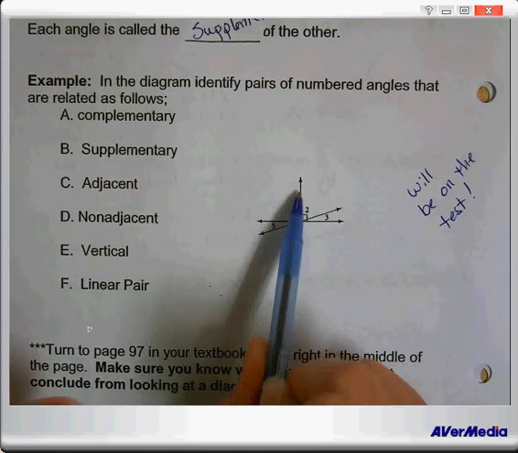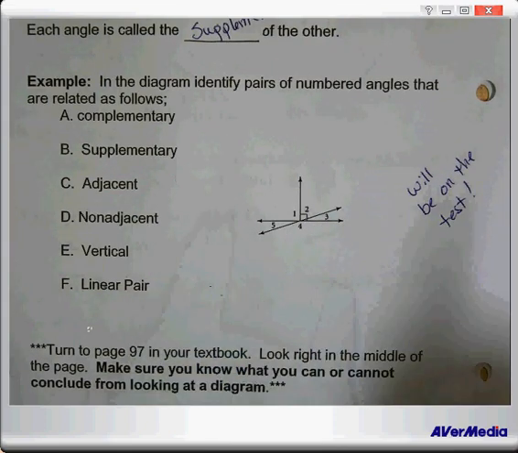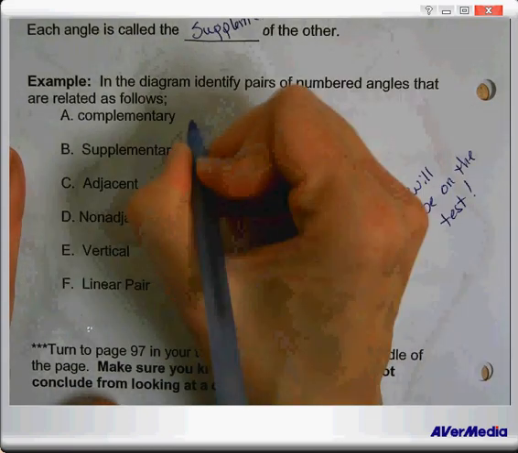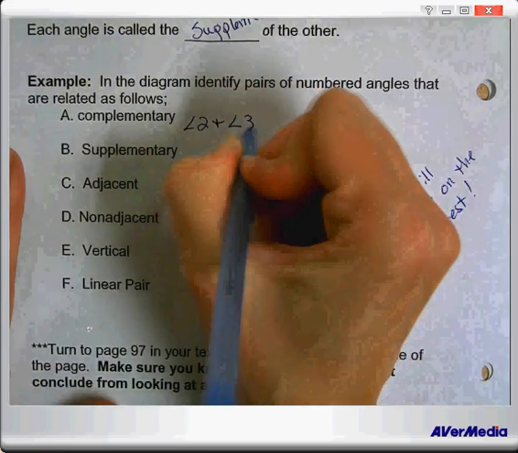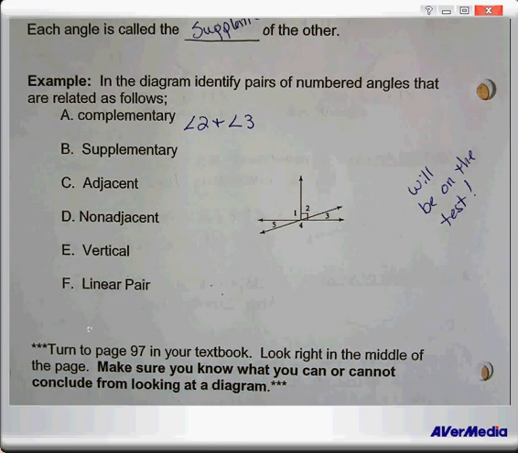Well, I notice that this is a right angle, and I have two smaller ones that add up to it. Sum of the parts equal the whole. So the complementary angles would be angle 2 and angle 3. In fact, we could even say they were adjacent complementary angles. Then we had supplementary angles.